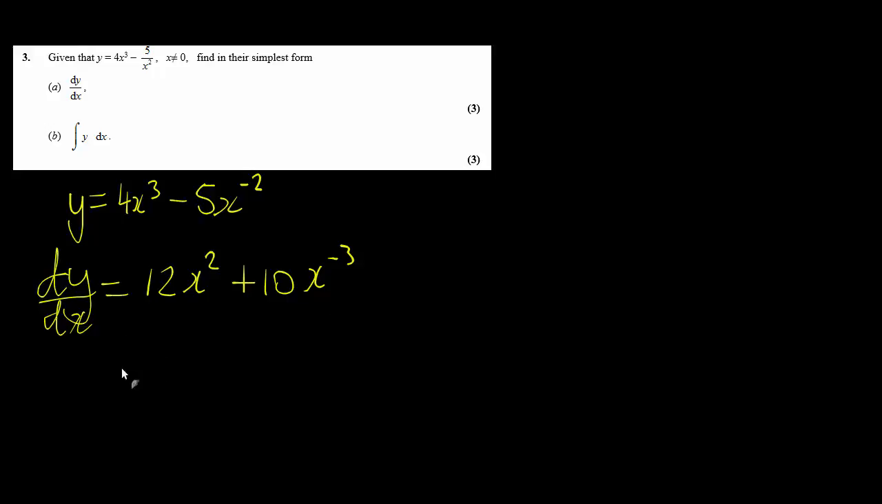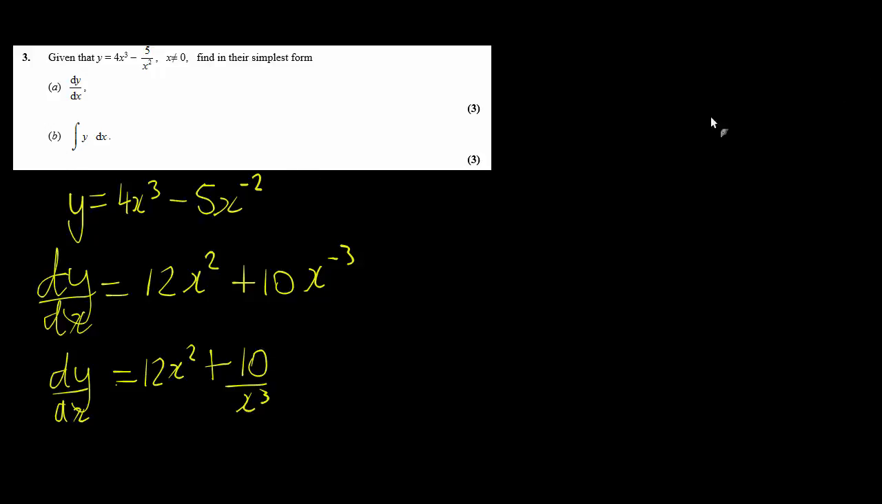So that, if we could write that in a slightly nicer way, dy dx equals 12x squared, and then plus 10 over x cubed, like that. And there you go, that's the 3 marks.